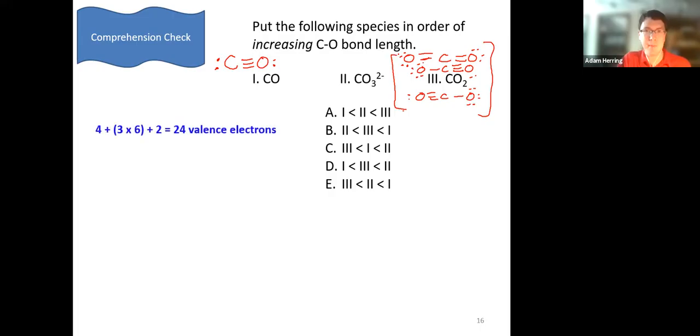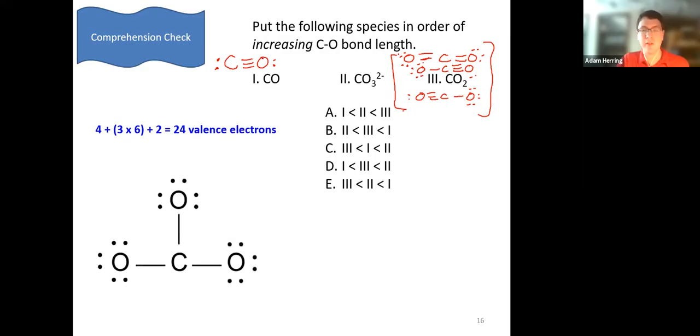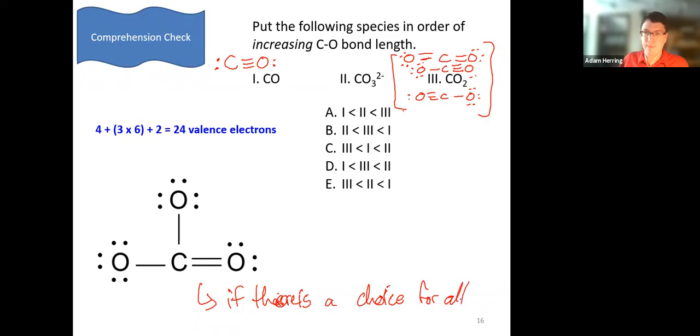For the carbonate ion, it has 24 valence electrons. And so you should note that as we put around the lone pairs, we could draw a double bond between carbon and any one of the 3 oxygens. Remember, if there is a choice for an alternate arrangement of electrons, then we have resonance as a possibility.